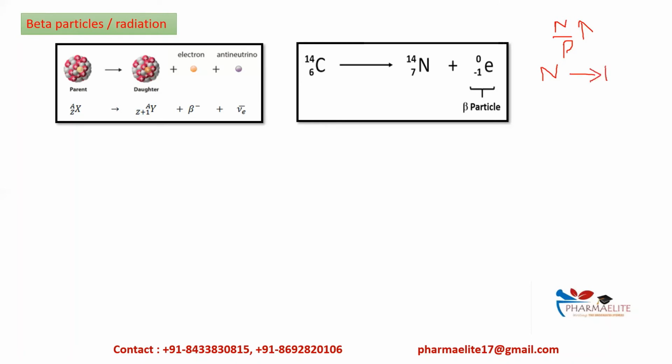So whenever there is a high ratio of N by P, that is neutron by proton, that means we have more neutrons, and some of these neutrons will be converted into protons, and to balance out the atom, the electrons, or the beta particles, will be released. You can see in this example that the beta particle, an electron, is released, and along with that an anti-neutrino is also released.